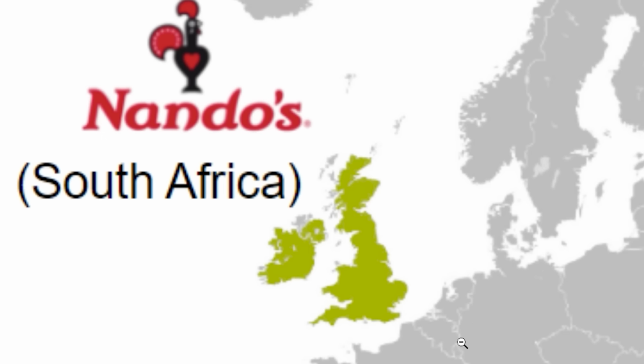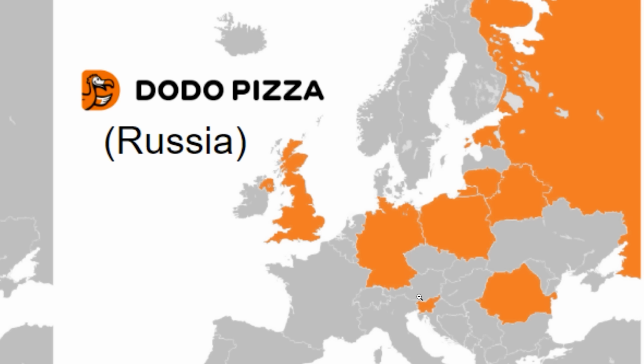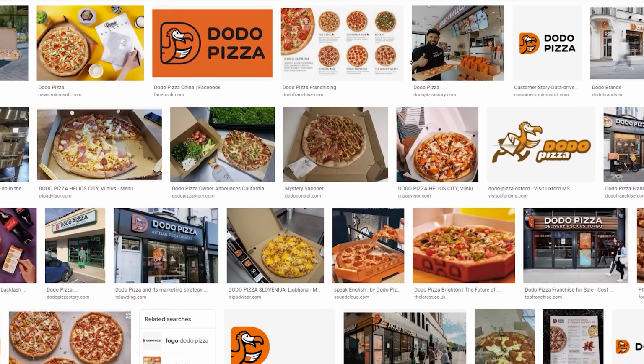Nando's out of South Africa is only in their former overlord country, and Ireland as well. Dodo Pizza out of Russia. Russian pizza sounds scary. What do you think they put in that, like nails? Wait, this actually looks pretty good. I kind of want to try that.